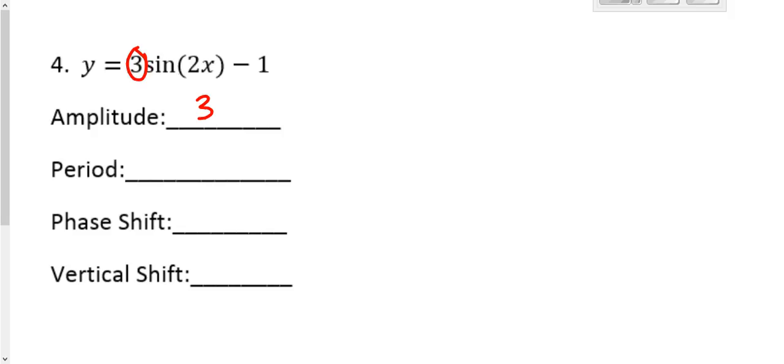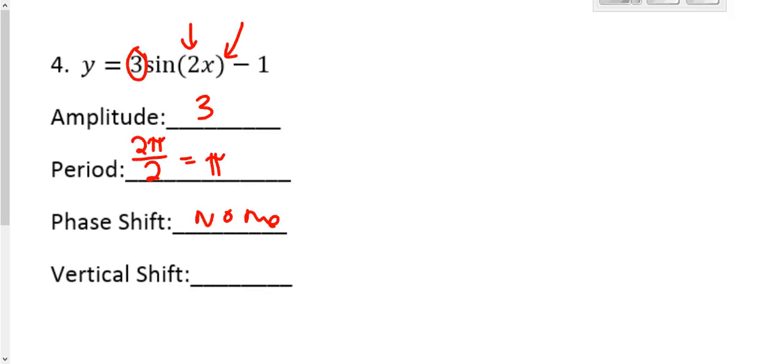The period is 2 pi divided by the number in front of x. So the period here is pi. The phase shift would happen inside these parentheses. Since we have no plus or minus after the x inside of those parentheses, we have no phase shift.